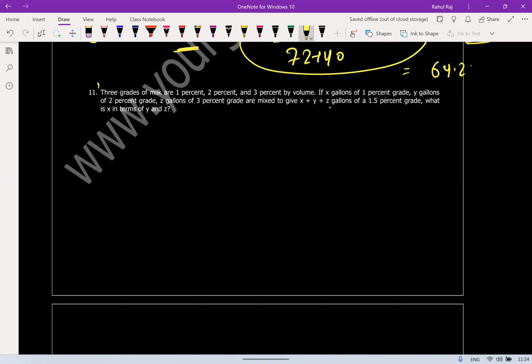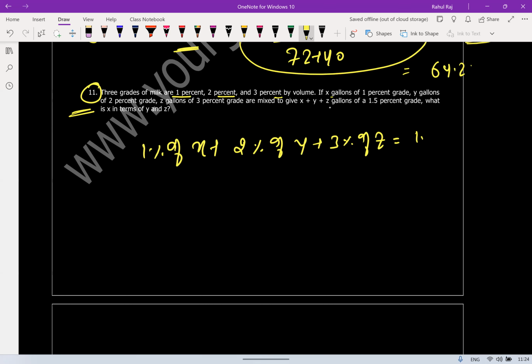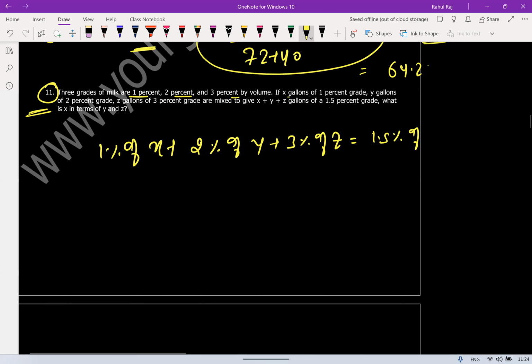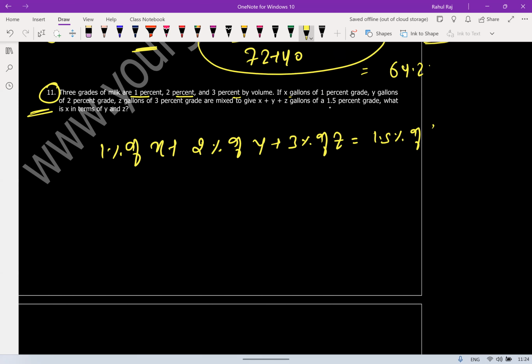Question number 11 is pretty simple, guys. I don't want you to solve it, I'll just tell you. It says the grades of milk are 1%, 2%, and 3% by volume. X gallons of 1% grade, that is 1% of X, plus Y gallons of 2% grade, that is 2% of Y, plus Z gallons of 3% grade, that is 3% of Z, is equal to 1.5% of X plus Y plus Z. And you have to find X in terms of Y and Z.